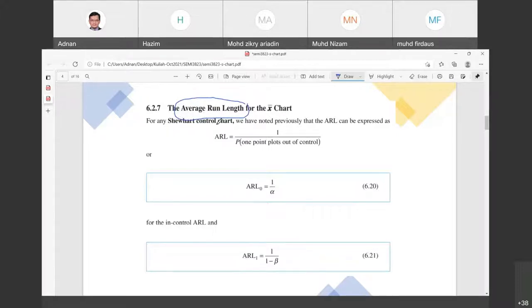For a Shewhart control chart, meaning the chart that we have seen, for example, the X-bar chart, the X-bar chart is a Shewhart control chart. ARL, or what we call average run length, is a measure of how good is the control chart. So we have ARL0 and we have ARL1. ARL0 is referring to when a process is stable. When a process is stable, we are expecting there will be no false alarm.